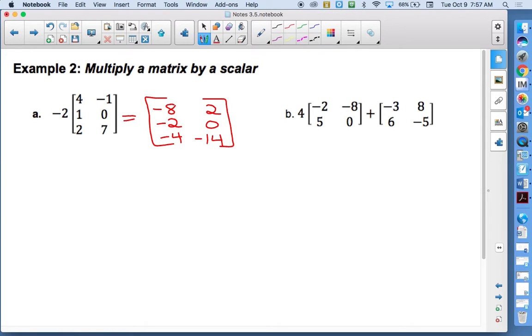And then letter B has like 2 steps here. So we have the multiplying by 4, and then we're adding them together. Order of operations says you have to multiply before adding or subtracting. And that goes with matrices as well. So you need to multiply everything by 4 first, and then add those 2 matrices together. These matrices are the same size, so we are allowed to add them together.